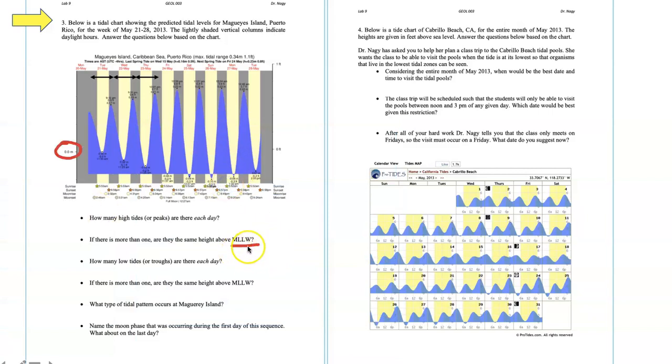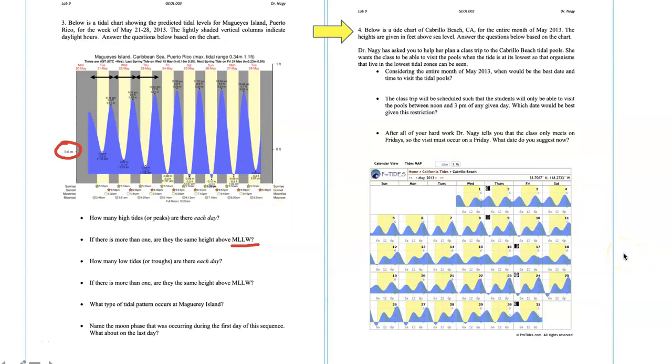So you're going to answer the questions. Again, there's an MLLW, which is the 0 point. This would be the 0 meter or 0 foot mark. You might get stuck on the last question. It asks you for the name of the moon phase at the beginning and the end of this particular week. Well, how would you know that? Well, it's because they have the full moon listed as occurring right here at this point in time. So knowing what you know about the moon and the pattern of the moon, what phase is it a couple days before the full moon, and what phase is it a couple days after the full moon?